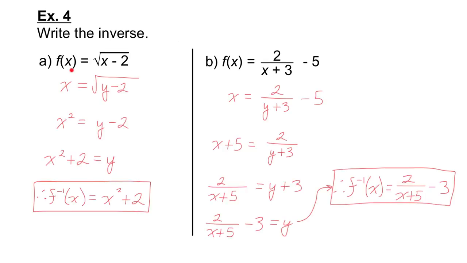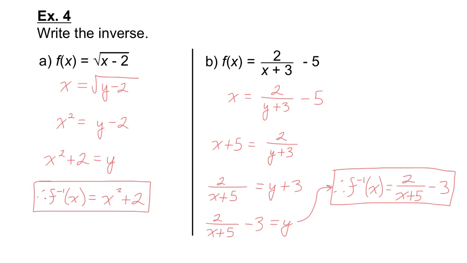Here we are. Swap x and y, so x equals the square root of y minus 2. If you want to do the opposite of square root, that's squaring. So if I square both sides, I end up with this statement here. To isolate y, I have to add 2. So that's where this comes from. So the inverse function is x squared plus 2.